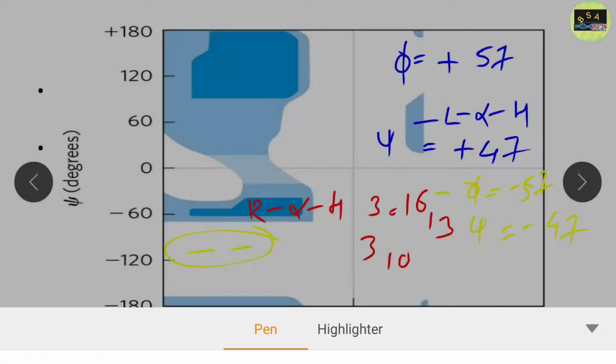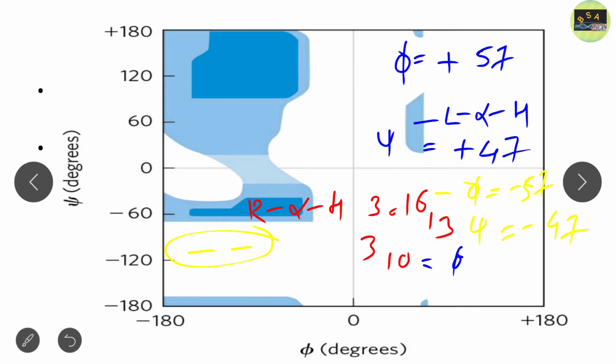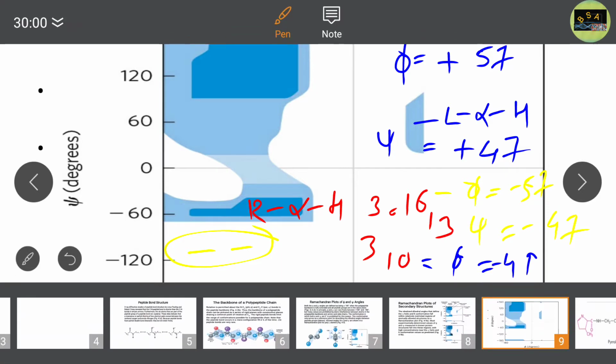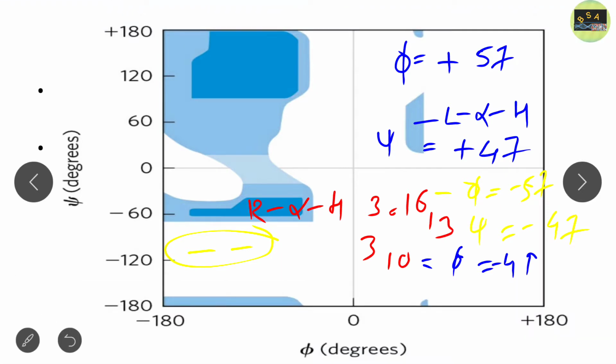While in case of 3-10 helix, the phi angle will be minus 49, while the psi angle will be minus 26. Clear? So these are the values of the right-handed alpha helix. So till now we studied the values of left-handed and right-handed alpha helix. In case of left-handed alpha helix, both the values will be positive, and it will be plotted in the fourth quadrant, that is, the phi angle will be plus 57 while the psi is plus 47.